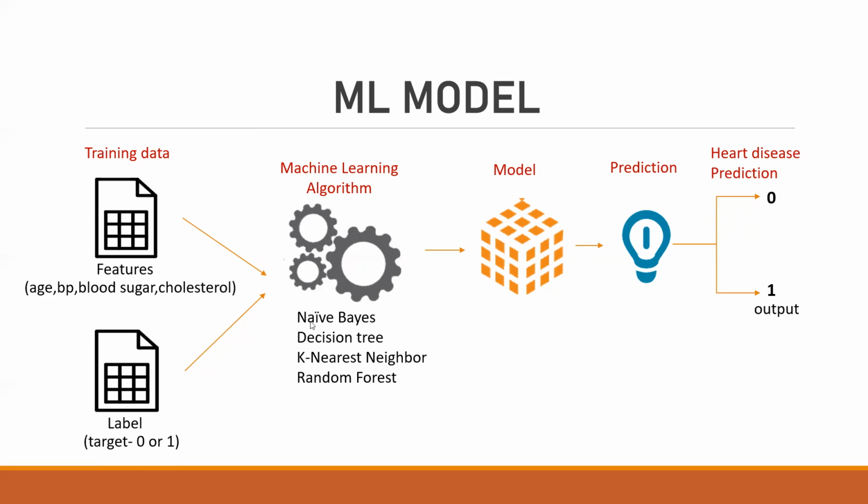In this project, we are using 4 different machine learning algorithms like Bayes, decision tree, k nearest neighbors, and random forest. The machine learning algorithm generates a model that is capable of predicting the output. The output of the model can be 0 or 1, where 1 represents the existence of heart disease and 0 represents the healthy heart.